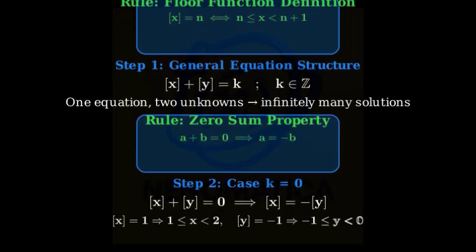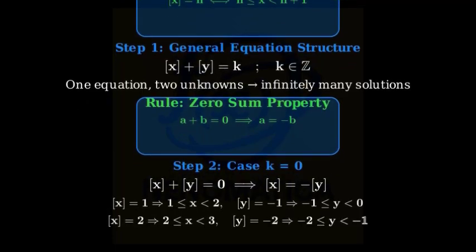Examples. If floor x equals 1, then x is between 1 inclusive and 2 exclusive, and floor y must be negative 1, so y is between negative 1 inclusive and 0 exclusive. If floor x equals 2, then floor y equals negative 2, and y lies between negative 2 and negative 1.